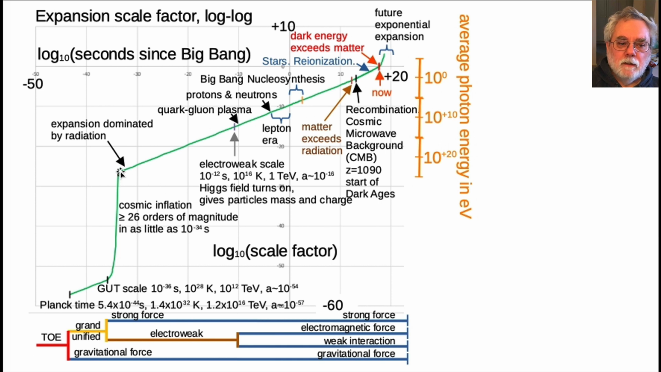Sometime before 10 to the minus 32 seconds, cosmologists propose that there was an accelerating exponential expansion, shown here, called cosmic inflation. The universe is thought to have expanded by at least 26 orders of magnitude in 10 to the minus 34 to 10 to the minus 32 seconds, much faster than the speed of light. Once cosmic inflation ended, expansion was dominated by radiation again.